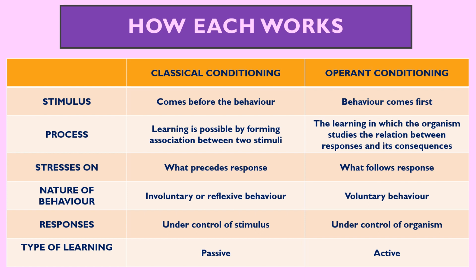So this is how classical conditioning and operant conditioning work. There are differences in the stimulus, the process, the area which it stresses, the nature of the behavior of the organism, the responses, and the type of learning, how the organism is involved, whether passive or active. So these are the differences.